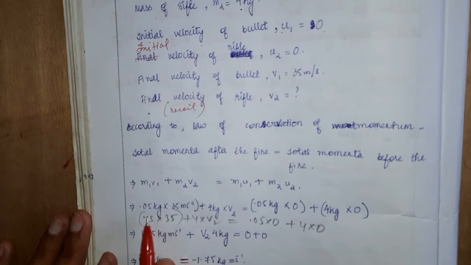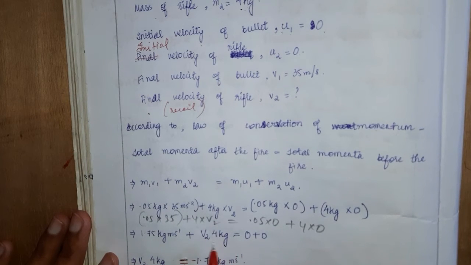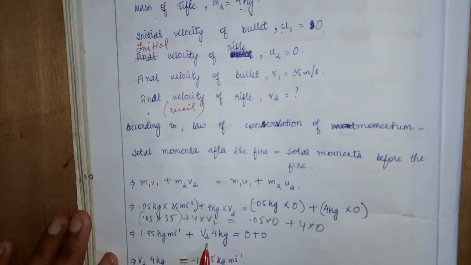After putting this, just do the calculation. 0.05 into 35 is 1.75. These things you can do very well on your own. 4 into v2 is 4 v2, and 0.05 into 0 plus 4 into 0 is 0. Since 1.75 is a constant, take it to the other side. There is 0 already, so on the other side it will be minus 1.75 kg meter per second.